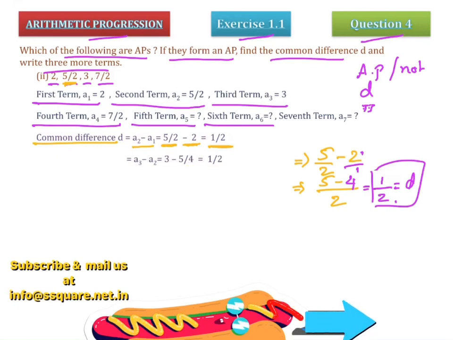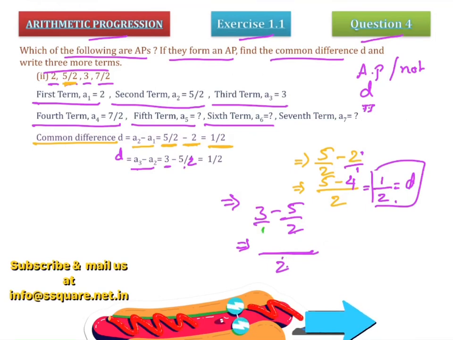Now one more common difference we are finding here. D is equal to a3 minus a2. a3 is 3, and a2 is 5 by 2, not 5 by 4. 3 minus 5 by 2 becomes 1 by 2. See how it comes here. 3 minus 5 by 2 means you take the LCM, which is 2, common. Here the denominator is 1, so we have to multiply 2 into 3, which is 6, minus 5 as it is, and the denominator is 2. 6 minus 5 is 1, so 1 by 2.